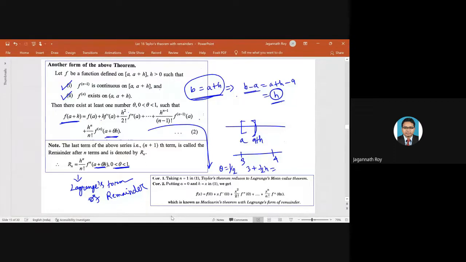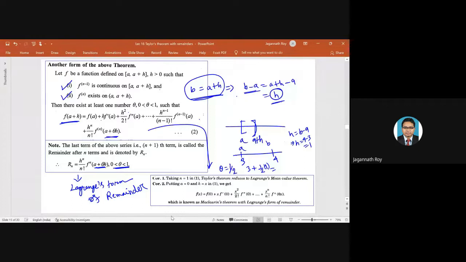So a is 3 and b is 4. H will be 1. H is B minus A. This is A, this is B. So H is B minus A, so this would be H equals 4 minus 3, which is 1.